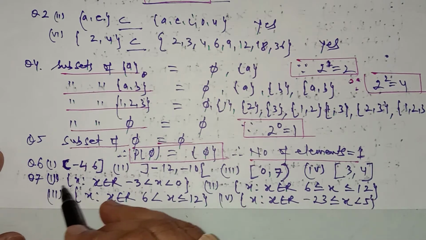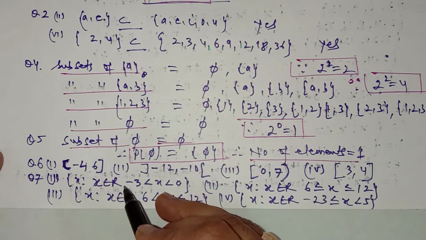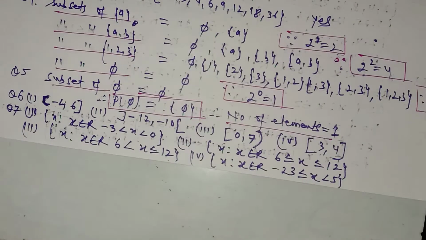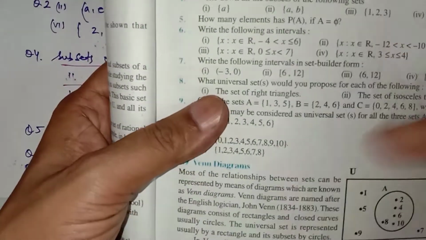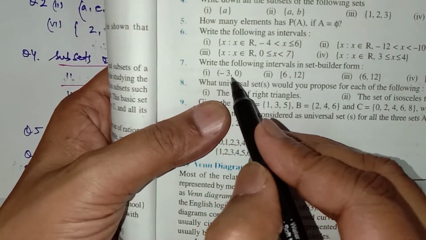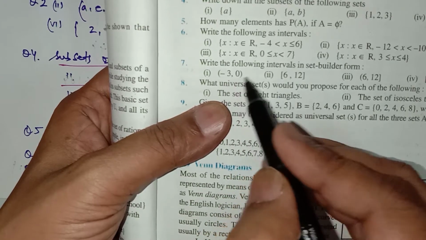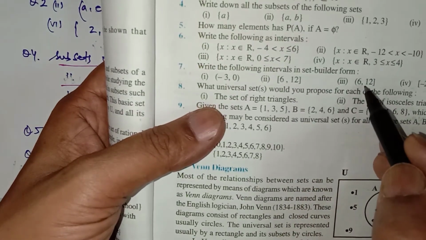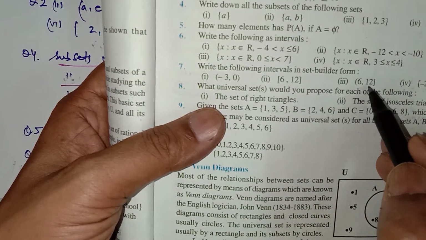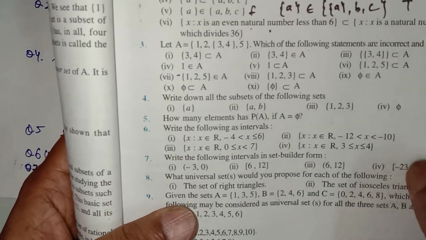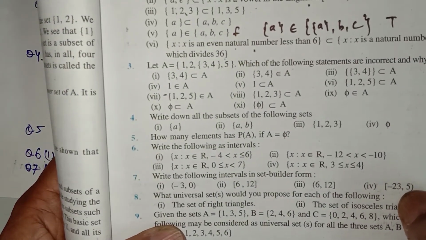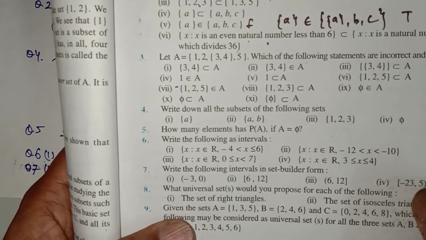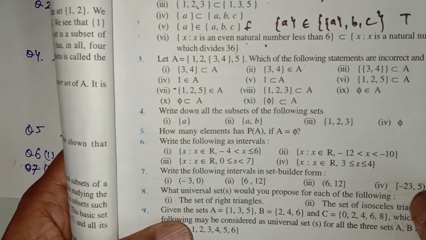Now in question number 7 the interval form is given, and it is given that -3 and 0 both lie in the open interval. So x is greater than -3 and less than 0. In this we have x greater than or equal to 6 and less than or equal to 12. In this we have x greater than 6 and less than or equal to 12. And in this we have x greater than or equal to -23 and less than 5. And as usual in the set builder form you have to write x such that x belongs to real numbers and such that.